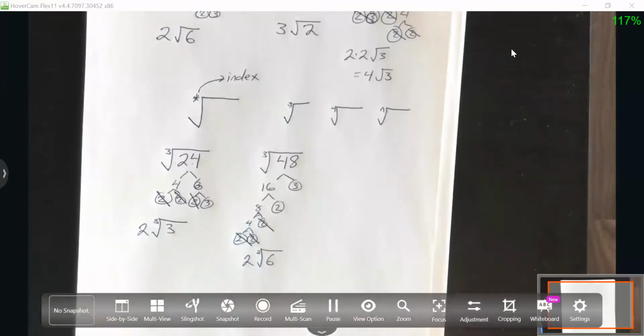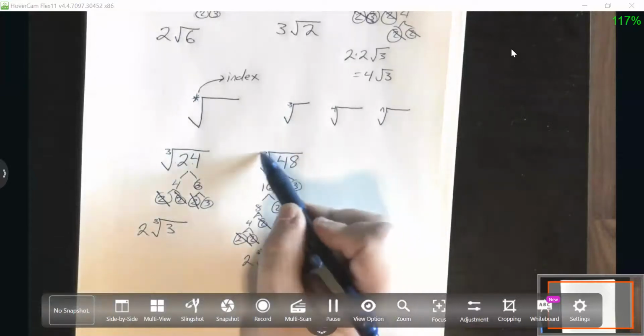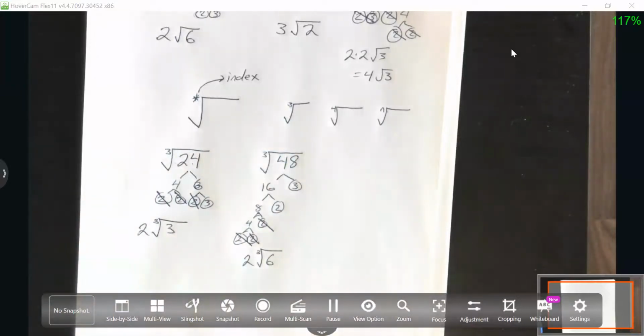This forms our basic idea for reducing roots of other indices or other powers of roots. We're trying to figure out how many there are, and then we can do it that way.